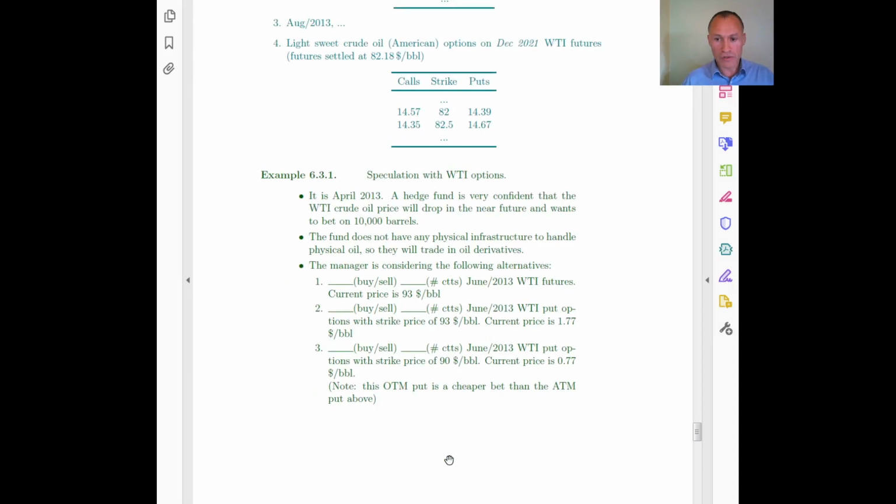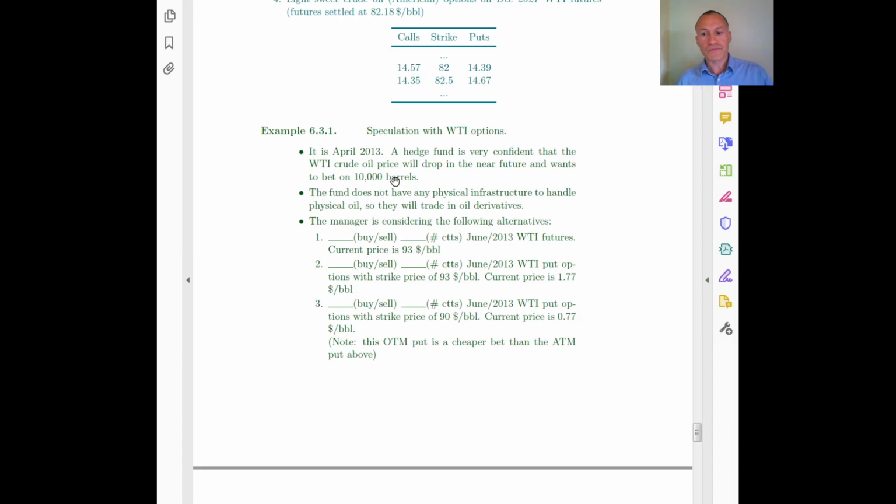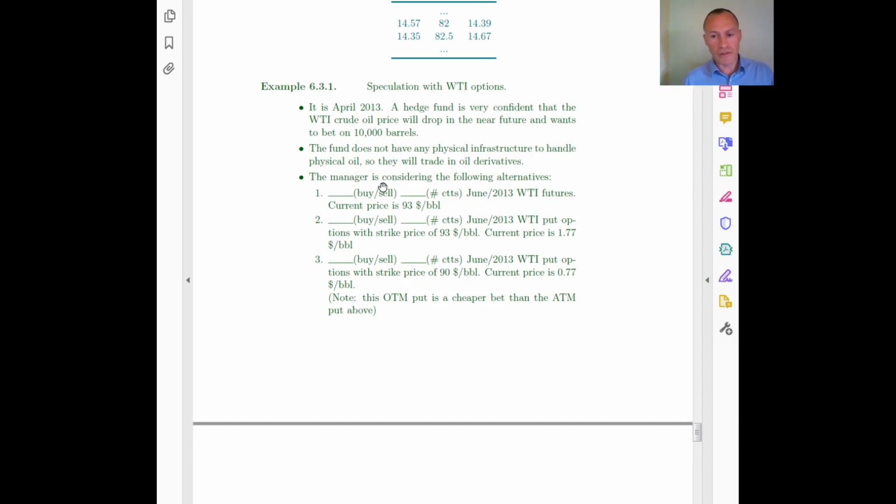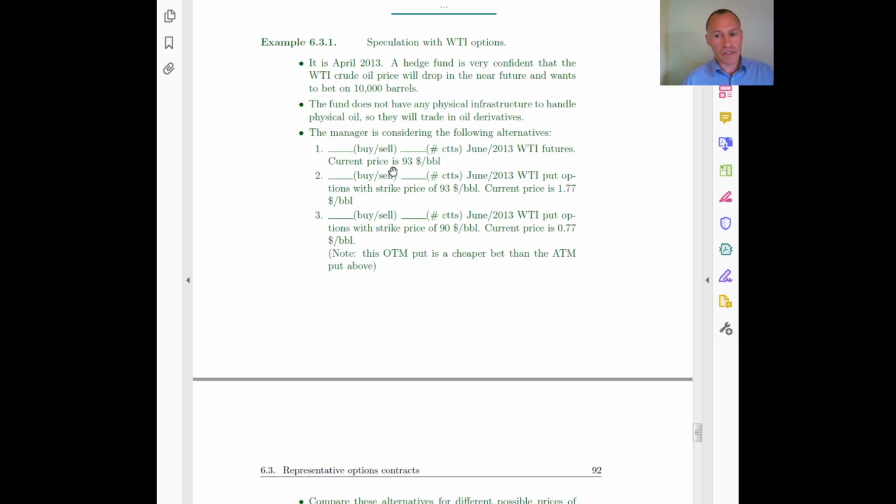Right? So let's see how we can use this with a simple example on speculation with these options. So let's say it's April 2013. We have a hedge fund that is very confident that the crude oil price will drop in the near future and wants to bet on a given quantity, let's say 10,000 barrels. The fund does not have any physical infrastructure to handle physical oil. This is a hedge fund, and they prefer therefore to trade in derivatives.